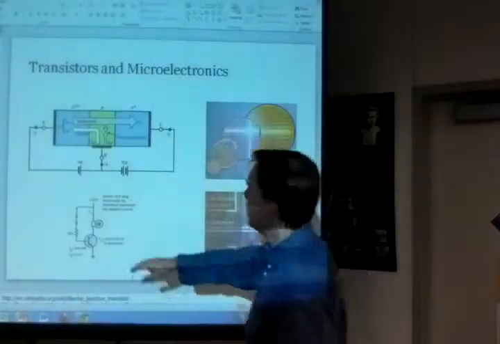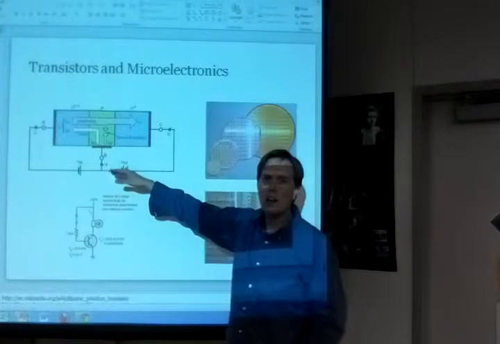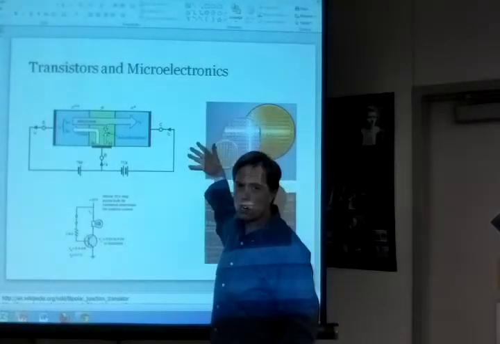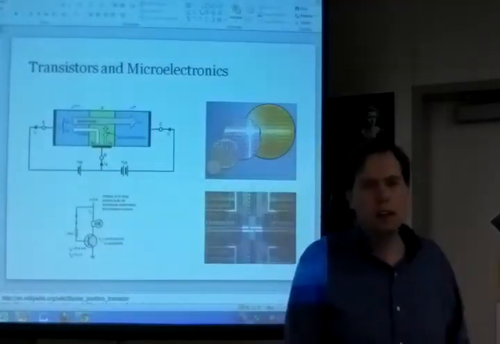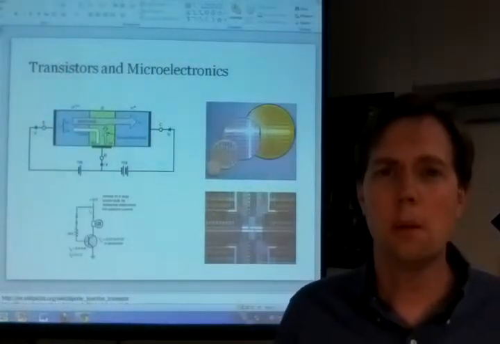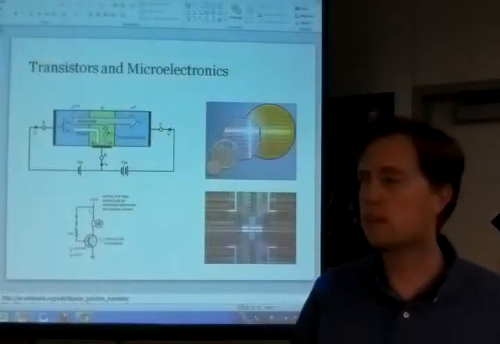This is called the base of the transistor. By applying a voltage to the base, I can push down that hill, which then allows current to flow from the collector to the emitter. And so that current flow is completely controlled by the voltage on the base.